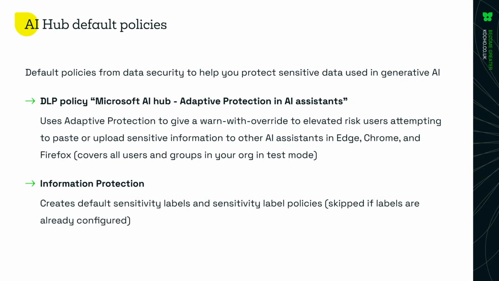The other area, as we've already spoken about, is information protection and looking at sensitivity labels. If you don't have any sensitivity labels already, then AI Hub can create a default set for you. I'm not necessarily going to recommend that, because the default set may not be fit for purpose for you. And if you have got labels already, it will skip that. It won't do it because you've already got labels configured, so don't worry. This isn't going to override that. But if you don't have labels, you could enable this and it will bring some stuff out for you.